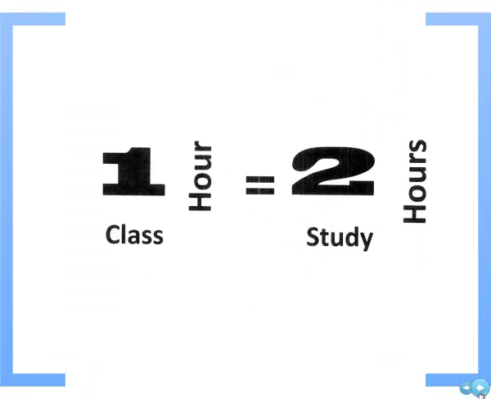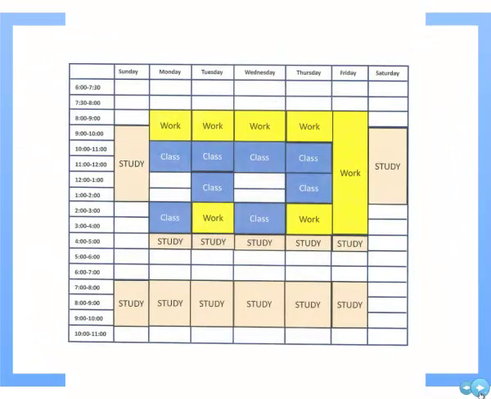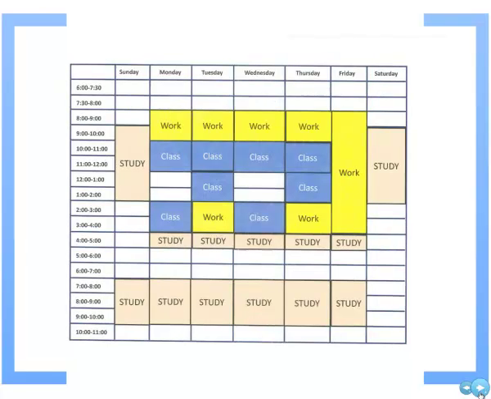Now we need to figure out when you're going to study. The rule of thumb is for every hour that you're in the classroom, you should be studying for 2 hours outside the classroom. So if you're in class 16 hours a week, you should plan on studying for 32 hours during the week. Go ahead and figure out when you're going to study and mark it on the calendar. Think of this as school time or classroom time. It's easier to sit down and study if you have this mindset.